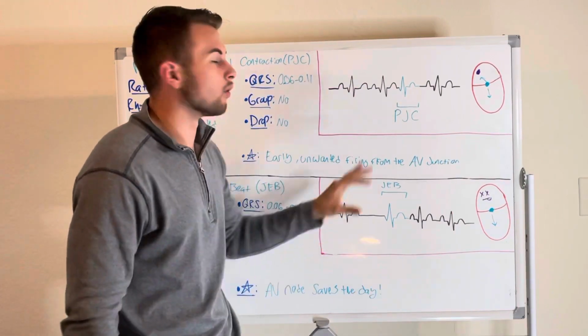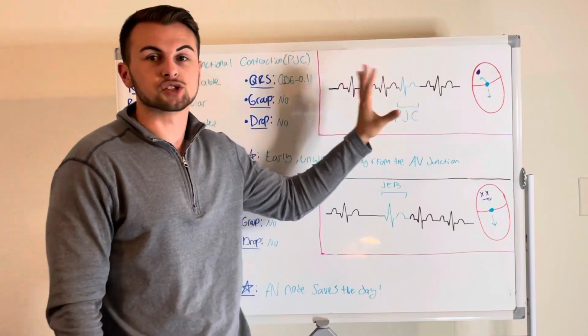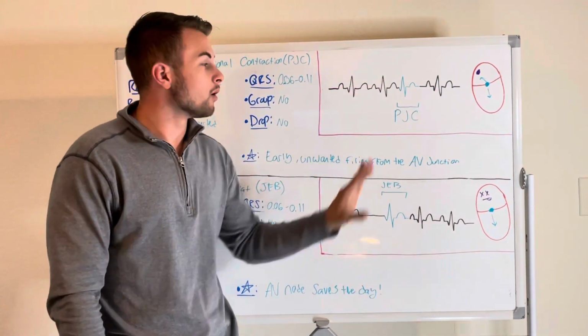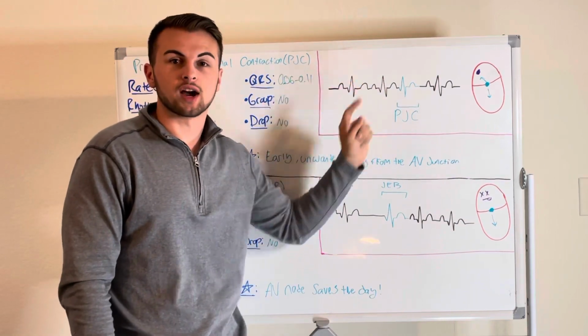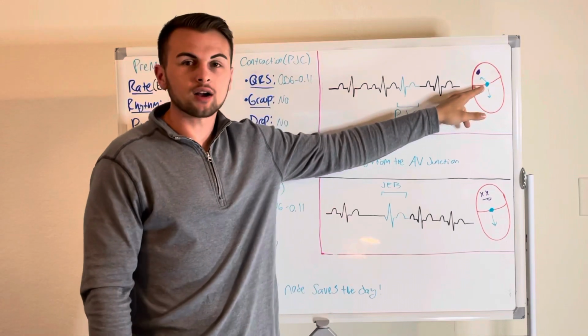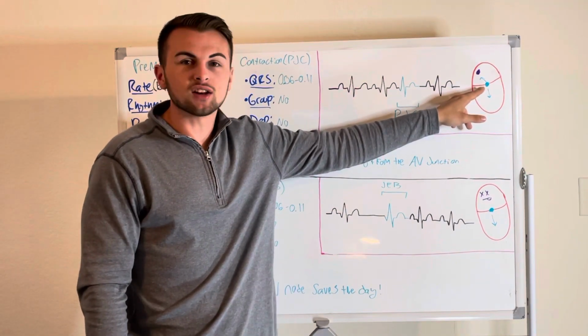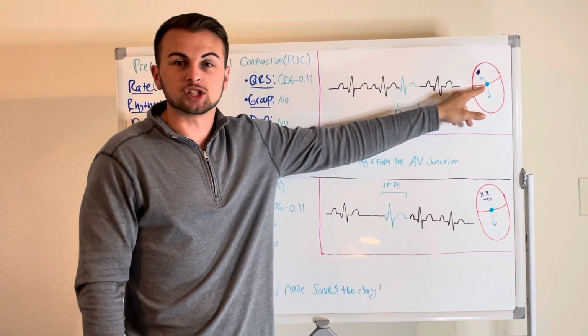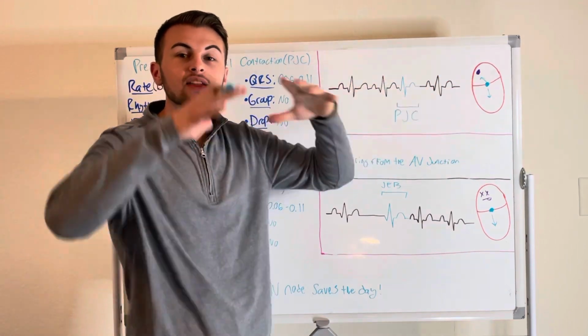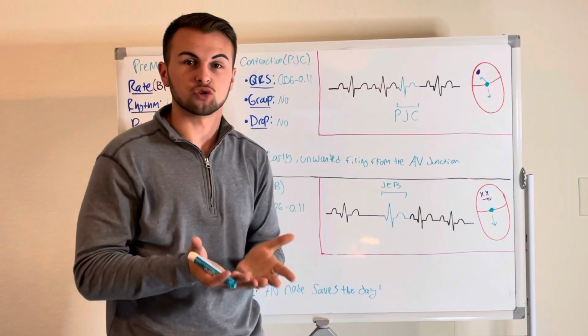Today we're going to go over premature junctional contractions and junctional escape beats. So first we're going to learn about premature junctional contractions. Now we should note that the junction that we're talking about here is the AV node or the AV nodal junction. It is a junction or a connection between the atria and the ventricles.